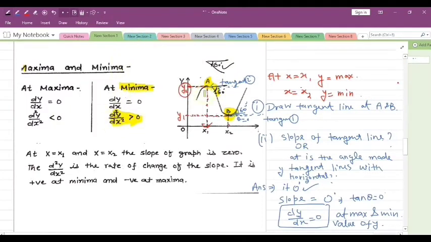So you can say that at the maximum value, that is A, your double differentiation of slope, or rate of change of slope, is negative, meaning your slope is changing in the negative direction. These two concepts are very useful for us when we learn new concepts in kinematics.